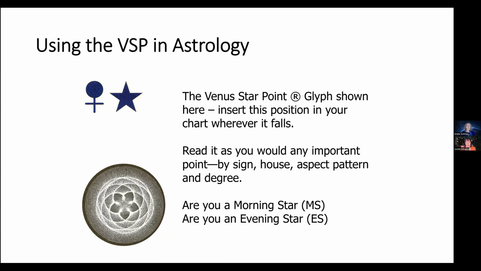So this is the glyph I designed for the Venus star, the darkened Venus and the star, because when it's Cazimi, you can't see Venus. So it is a dark Venus, basically, and the star. When you put it in your chart, let's say it's 18 Capricorn, just put it in your chart where it falls and read it as you would any other very important planet, and think of it as a Sun-Venus conjunction in your chart.